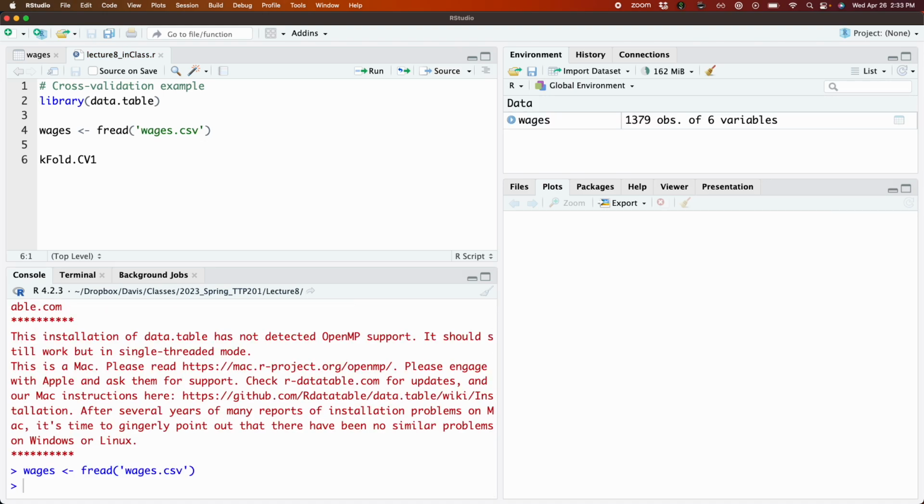Great. So we have our wages data set. I'm going to test two different models using the cross-validation procedure. So I'm building a function, and the function is going to require two pieces of information: the data set that I'm going to use, and then the k value, which is the number of folds.